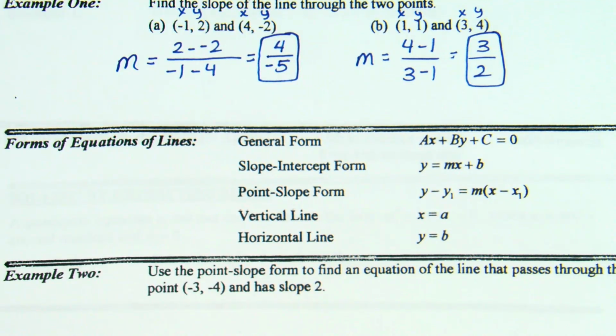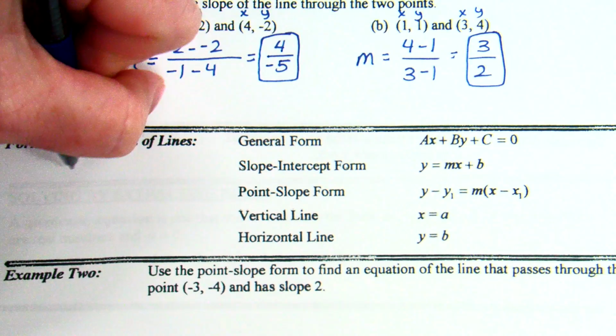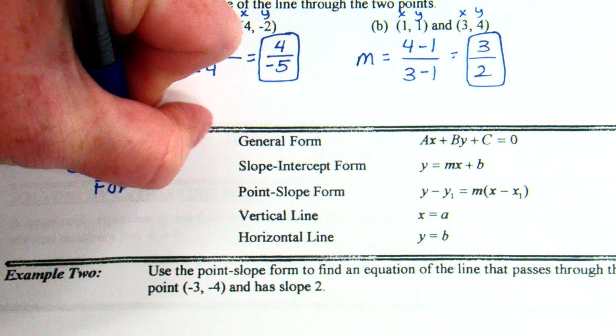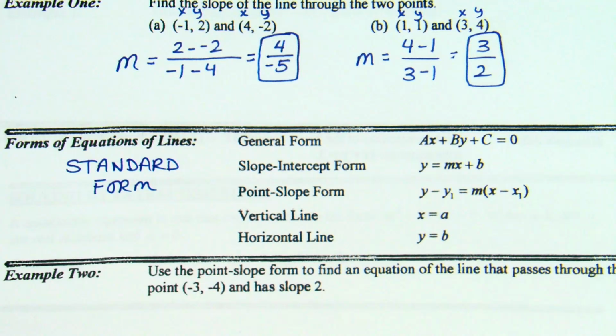x equals a is a vertical line. That's just saying for a vertical line, it's always x equals a number, because it's where that vertical line crosses the x-axis. For a horizontal line, it's y equals a number. So it's y equals where that line crosses the y-axis. Okay. The other one I'm going to put on here that's not listed, that we do sometimes use, is standard form. Does anyone happen to remember standard form? It's similar to general form, except you move the c.